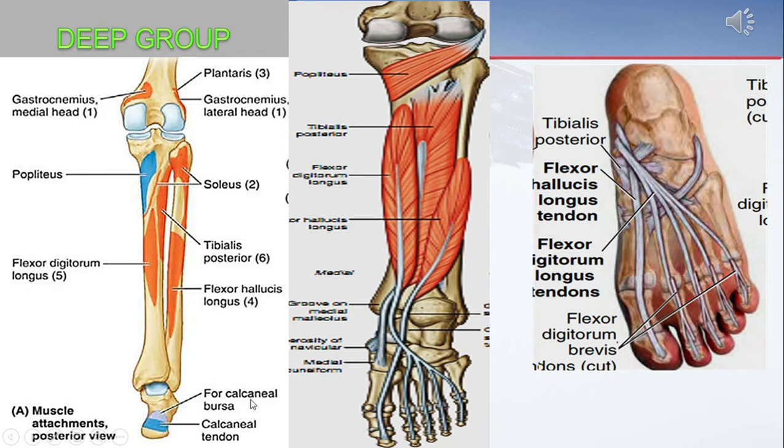And the deep group consists of four muscles. You can see popliteus, flexor hallucis longus, flexor digitorum longus, and tibialis posterior.